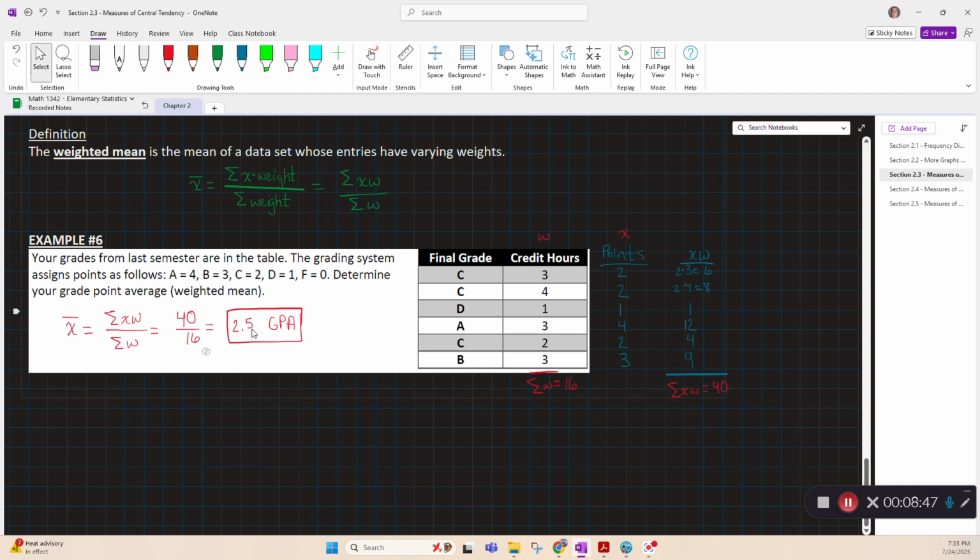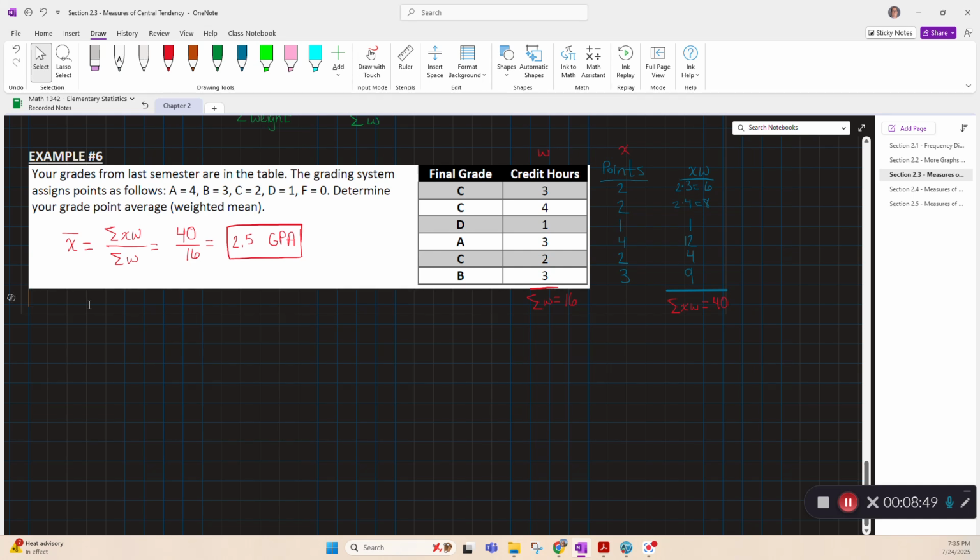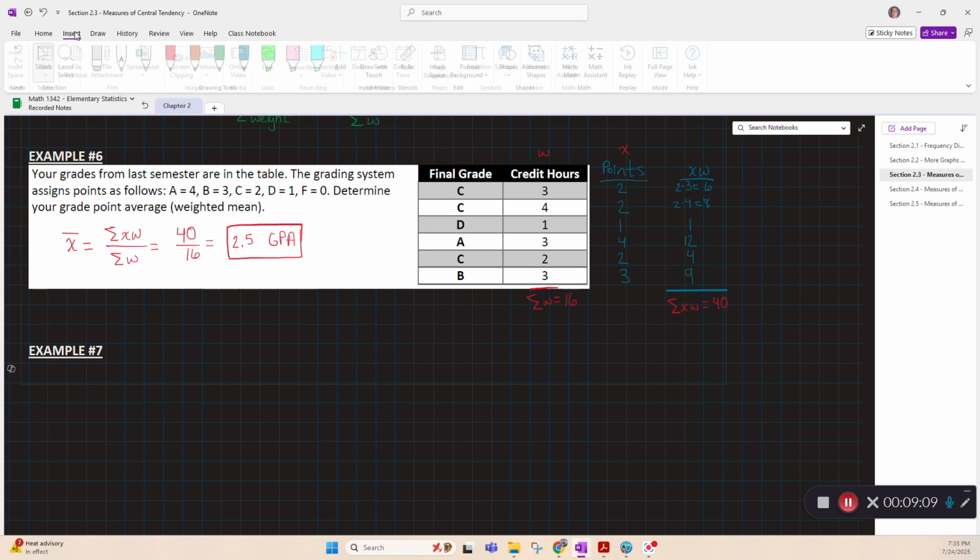Okay, so that's one example. Let's look at another example. So that's calculating your college GPA. This example is going to calculate your grade in a class.